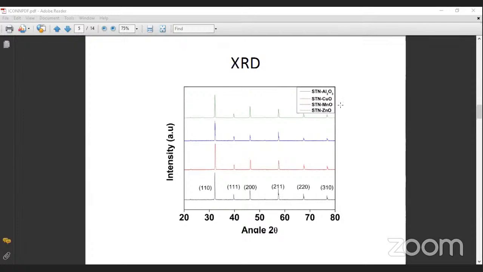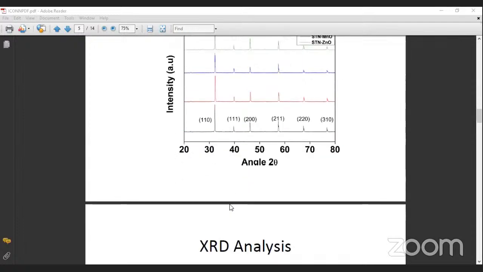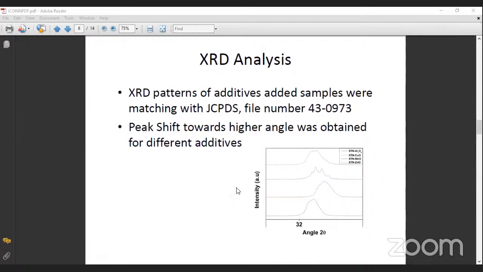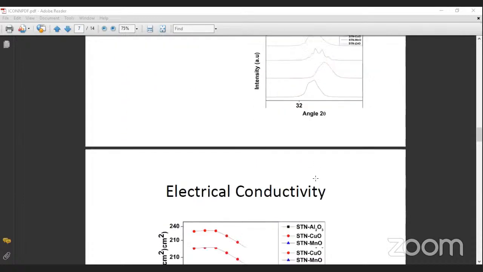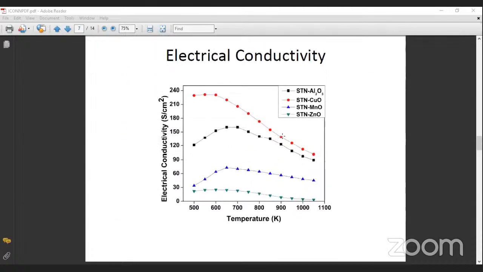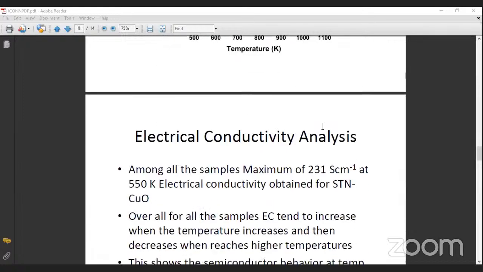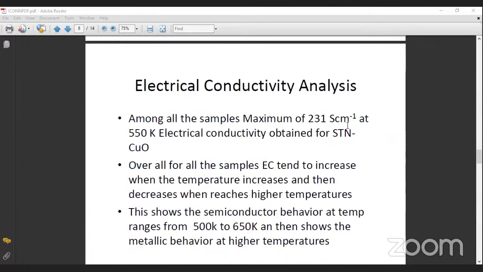Here are the XRD patterns of the samples, where peak shifts were observed towards higher angle, which shows distortion in the unit cell. Then the electrical conductivity of the samples was measured, where copper oxide mixed Nb-doped strontium titanate showed the higher electrical conductivity, which is 231 Siemens per centimeter.